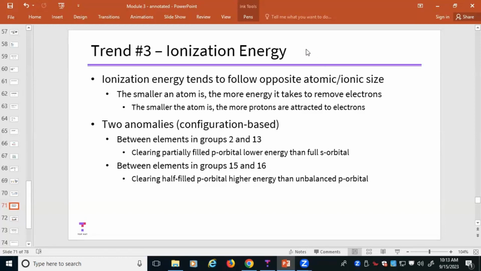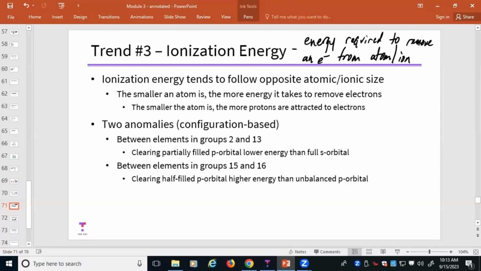What is ionization energy? Ionization energy is the energy required to remove an electron from an atom or from an ion. So since we're always talking about positive energy, it's going to require energy to take that electron and promote it up to and through the outermost energy level.